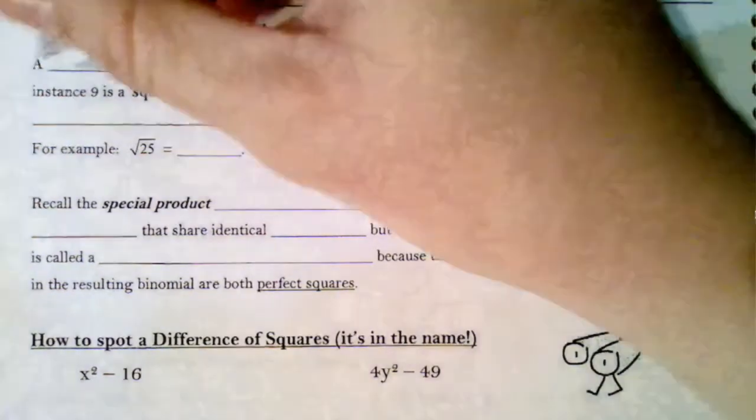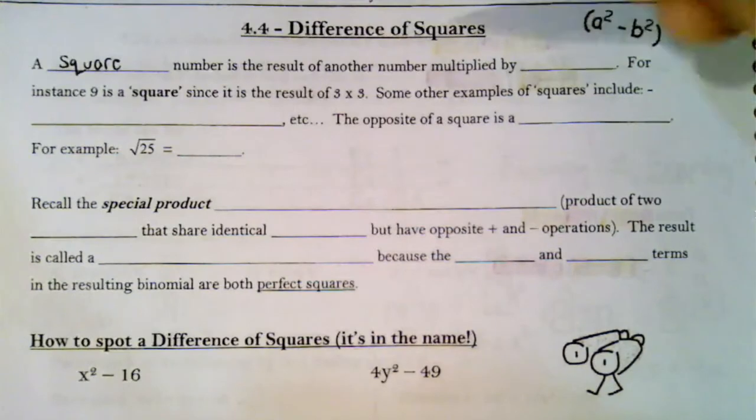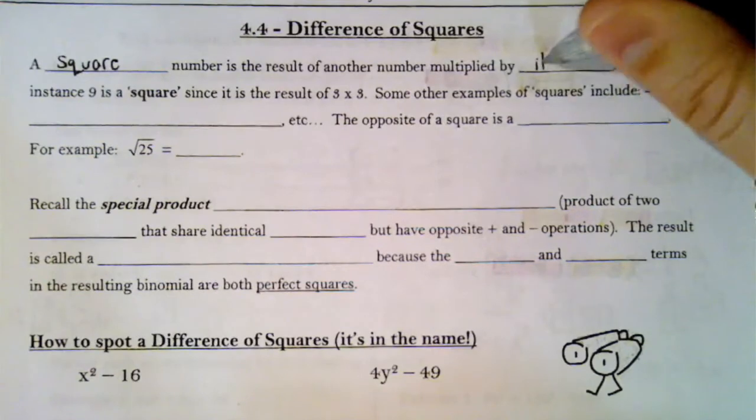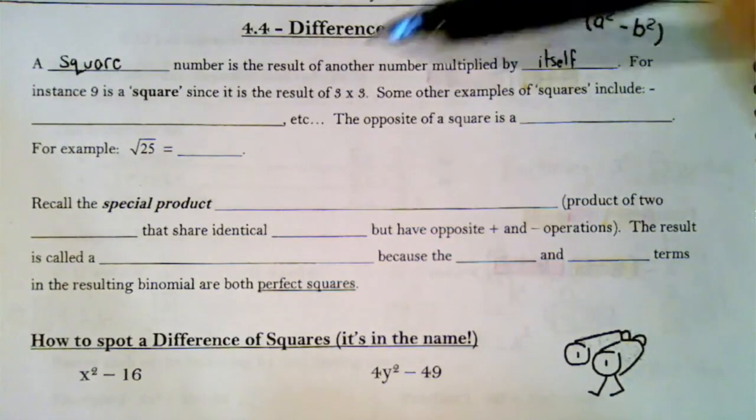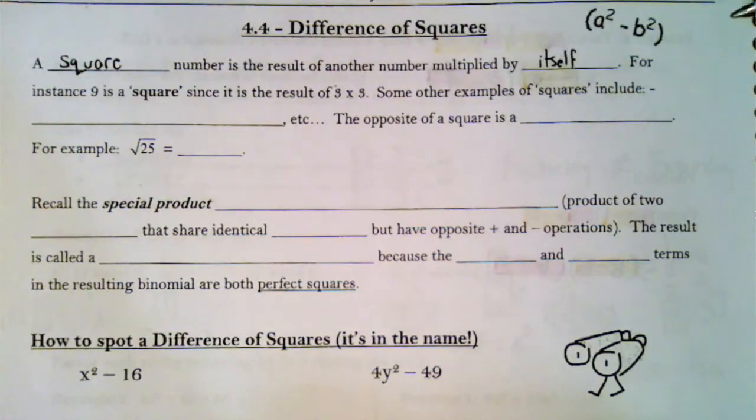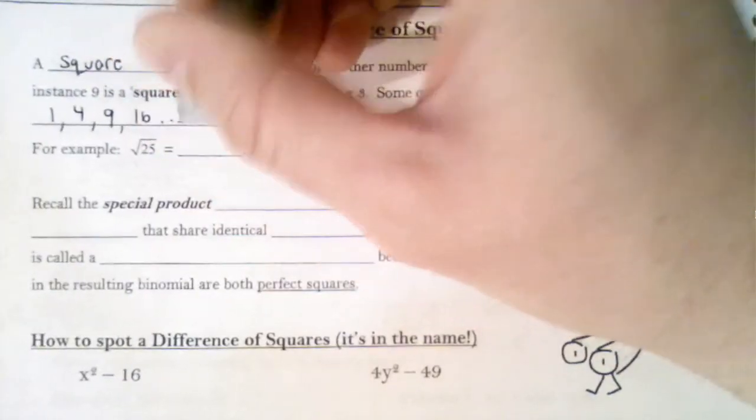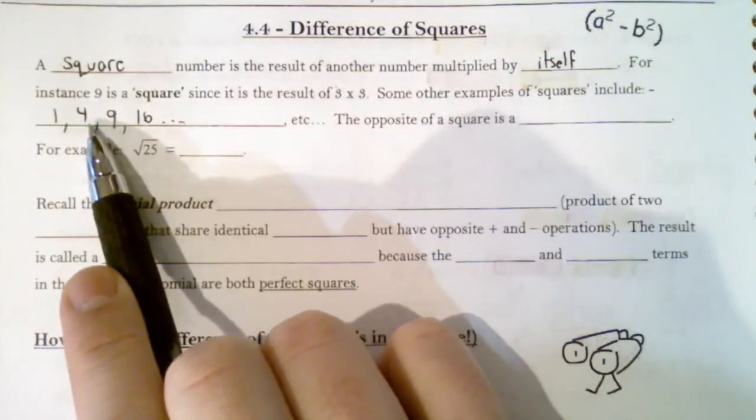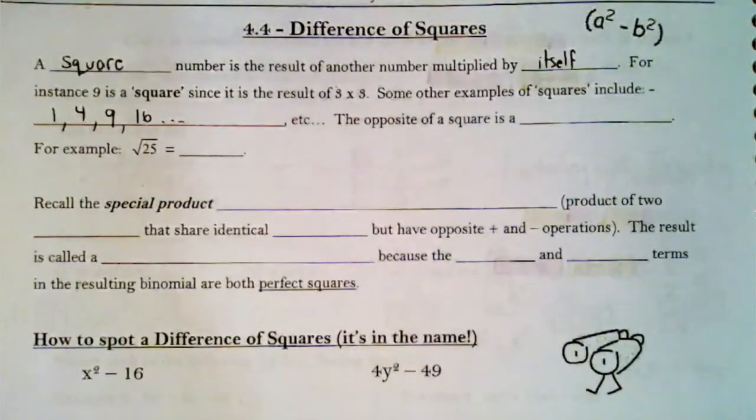Well, a square number is what we're considering here, and it's the result of another number multiplied by itself. For instance, 9 is a square because it's the result of 3 times 3. Some other examples of squares include 1, 4, 9, and 16, and so on. And I came up with these numbers by doing 1 times 1 to get 1, 2 times 2 to get 4, 3 times 3 to get 9, 4 times 4 to get 16, and we could keep going.